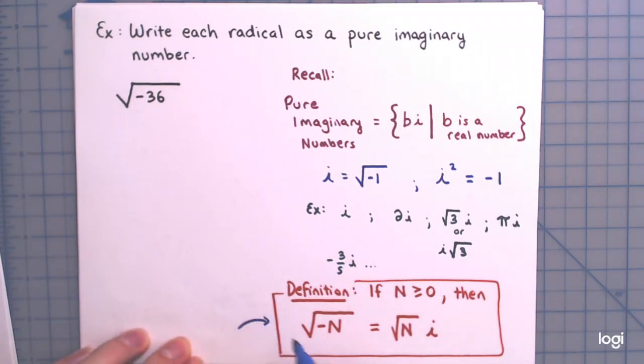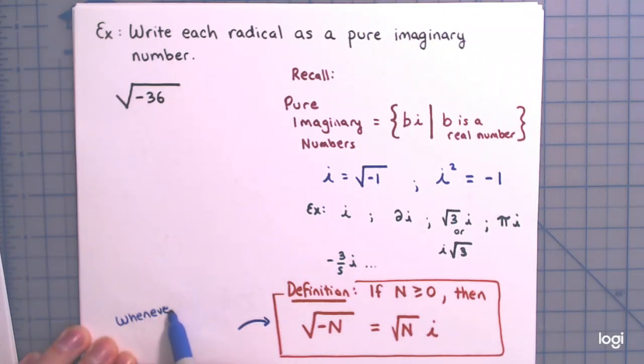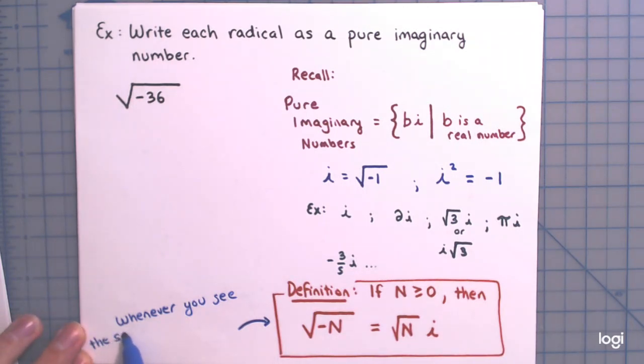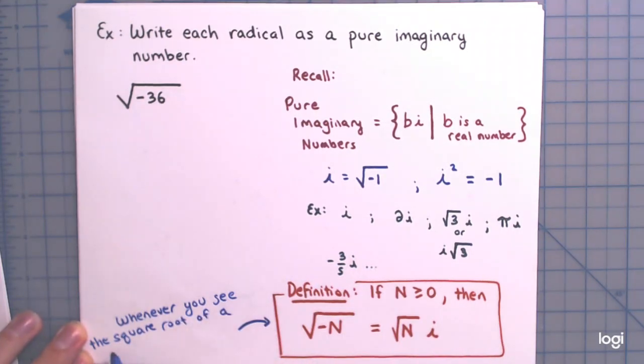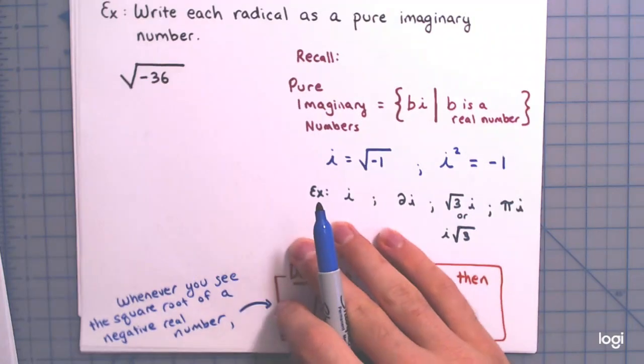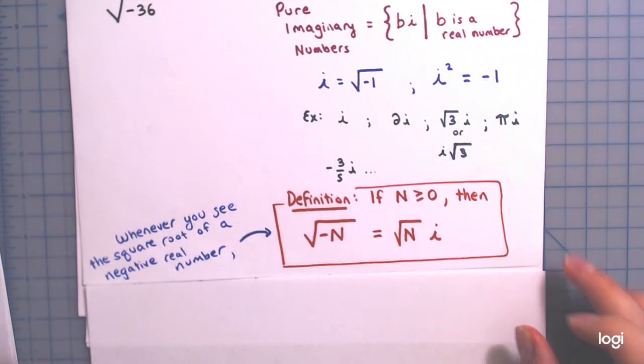I'm going to make a big note over here. I'll say whenever, and I'm going to do this every time, whenever you see the square root of a negative real number, rewrite it as a pure imaginary number.